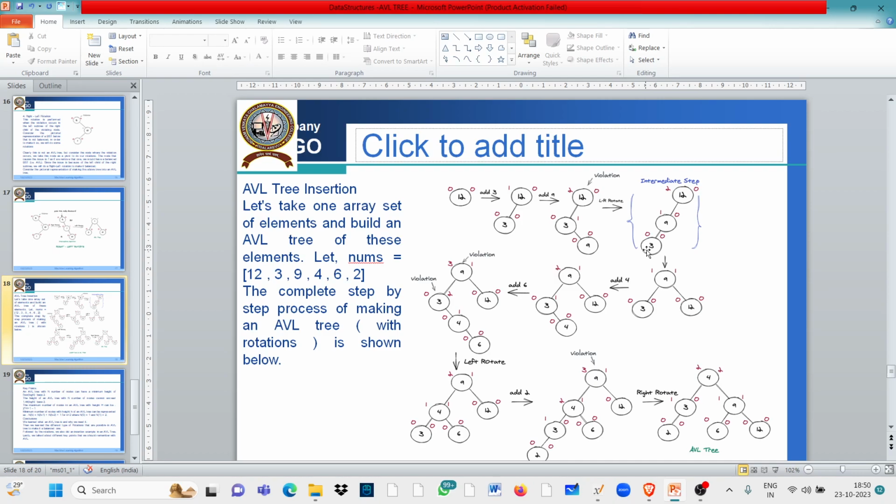Then it is left skewed. The left skewed, what you have to do? You have to go for the right rotation. In the right rotation, what we do? This 9 will go up, 12 will come down. You can see this is the thing. It is coming like this.